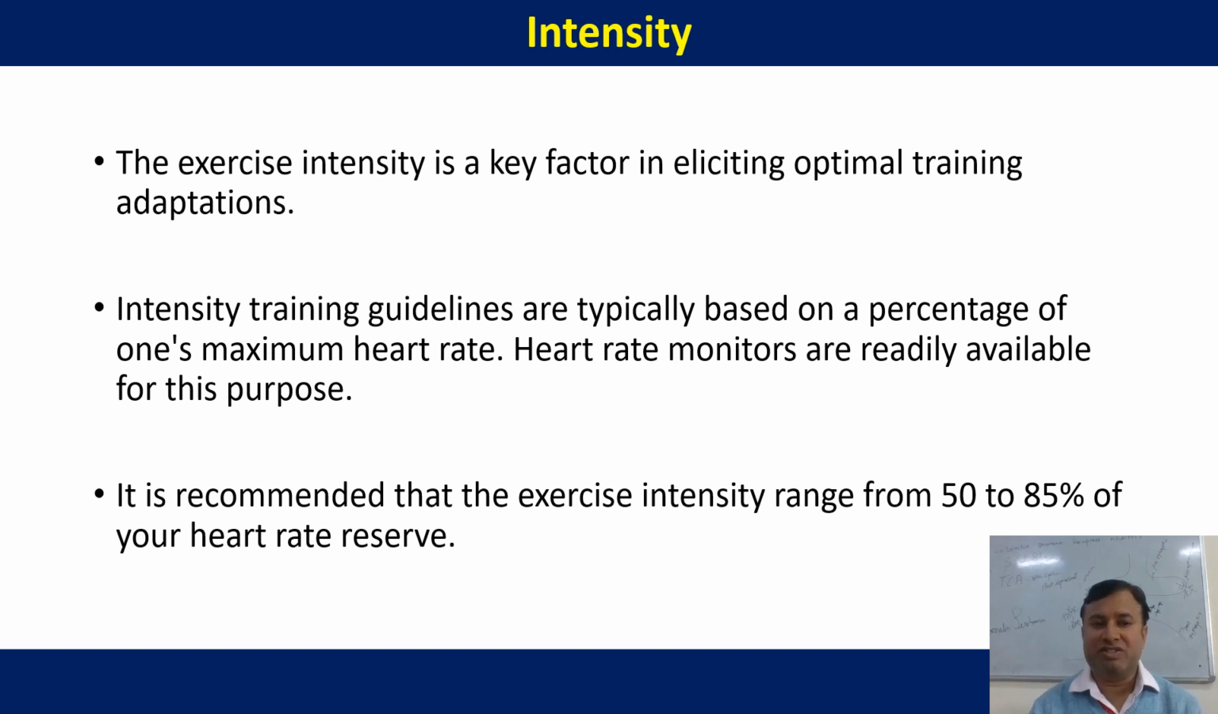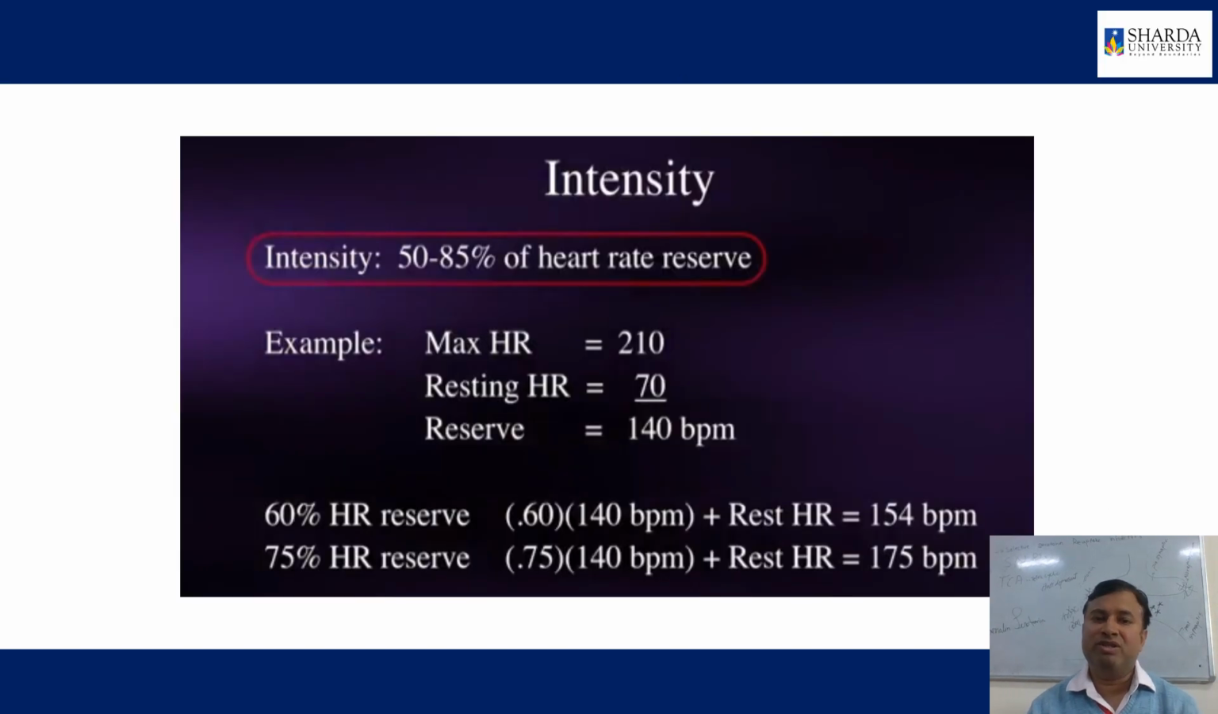The second factor is intensity. Intensity training guidelines are typically based on a percentage of one's maximum heart rate. It is recommended that the exercise intensity range should be 50 to 80% of your heart rate reserve. Now how can we find out the heart rate reserve? For example, if the maximum heart rate of an adult is 210 and the resting heart rate or normal heart rate is 70, then heart rate reserve is equal to 210 minus 70, equal to 140 beats per minute. So in this way we can find out the heart rate reserve.